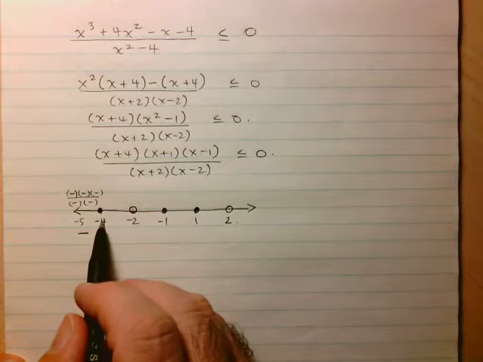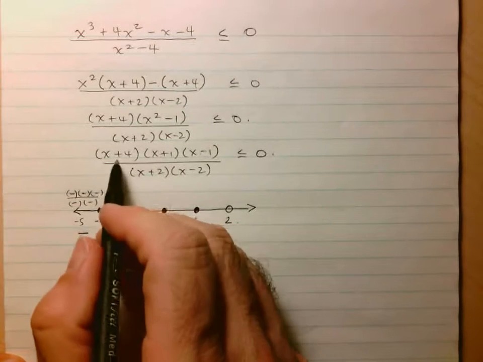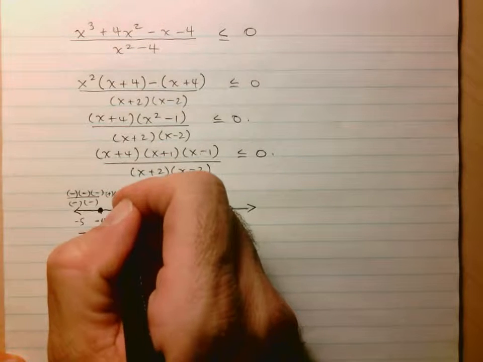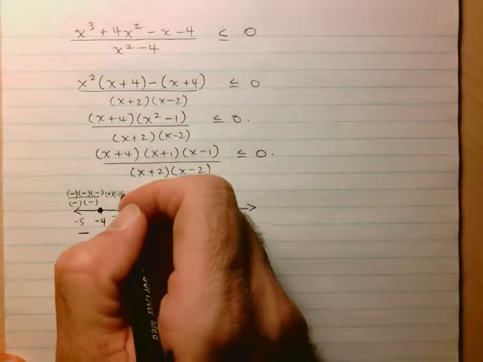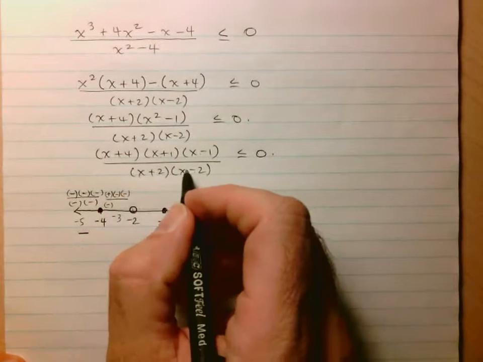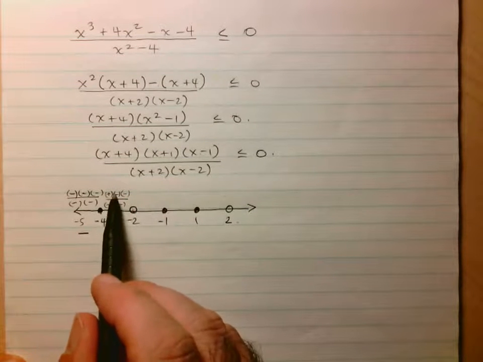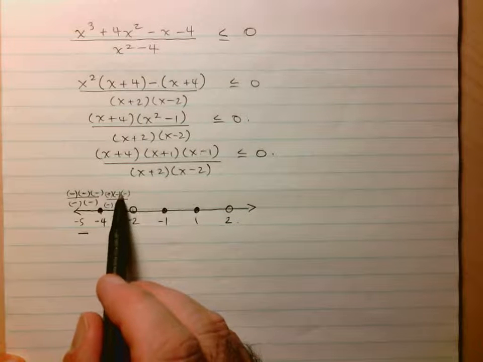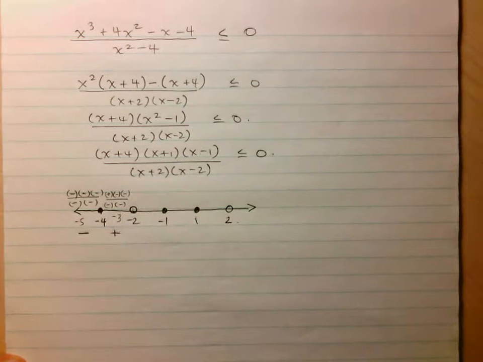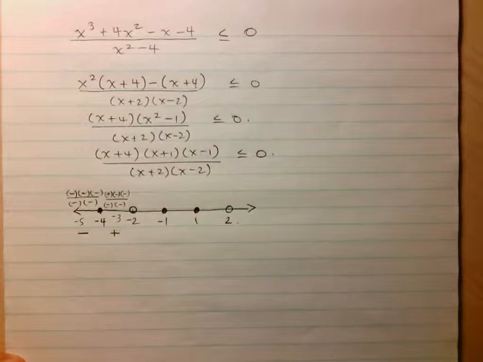So here let's pick something between negative 4 and negative 2. Let's pick negative 3. Okay, negative 3 plus 4, positive. Negative 3 plus 1, negative. Negative 3 minus 1, negative. Over negative 3 plus 2, negative. Negative 3 minus 2, negative. So here I've got a positive number in the numerator, a positive number in the denominator. So when I divide them, it's going to give me a positive number. Notice how I don't care what the value is. The only thing I'm interested in is the sign.